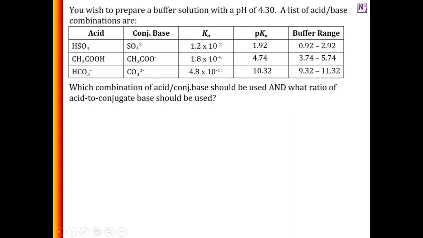Now the second part of the question wants us to say, now that you know which pair to use, what ratio should they be in? Take a second to see if you can figure out how to work that out, and when you're ready, come back and restart the video and we'll go over it. Okay, let's solve this one together.